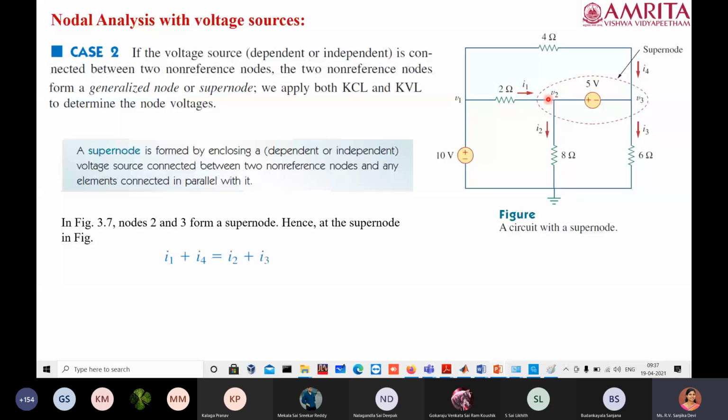We consider V2 and V3 as a super node, and then we write the KCL equation at this node. How do we write it? I1 and I4 are entering. So I1 plus I4 is equal to I2 plus I3.